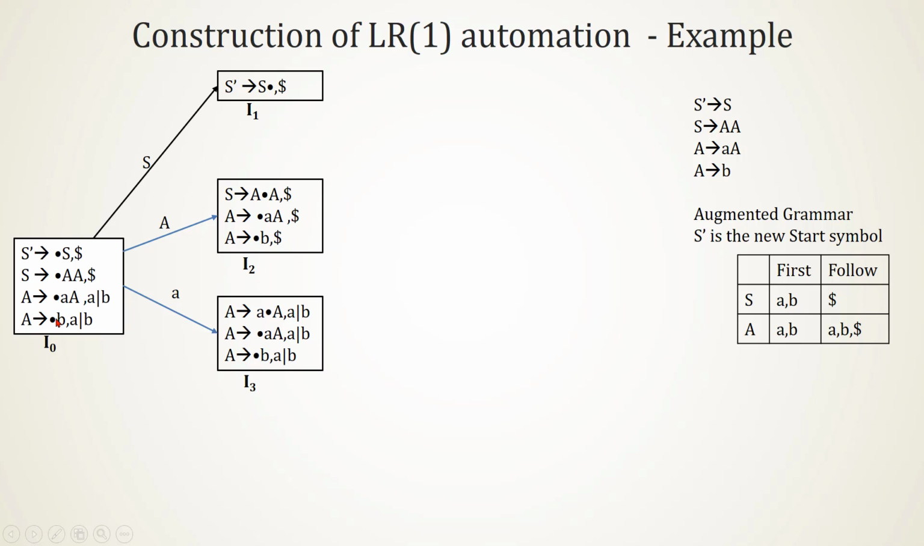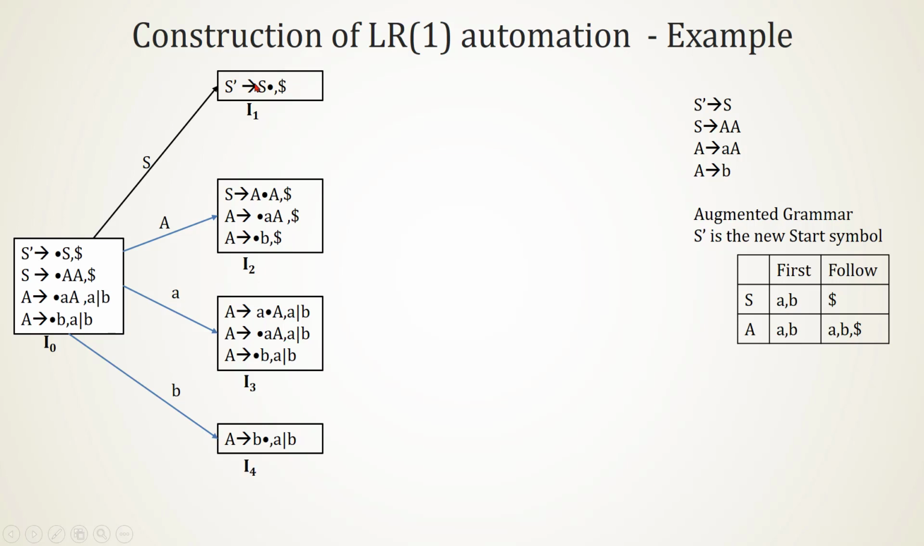Next, one more transition is there. It is based on B. So what will be the transition? A derives B dot. And during transition, the look aheads don't change. It is A or B. So no more transitions are possible from I0. And this item will be numbered as I4.